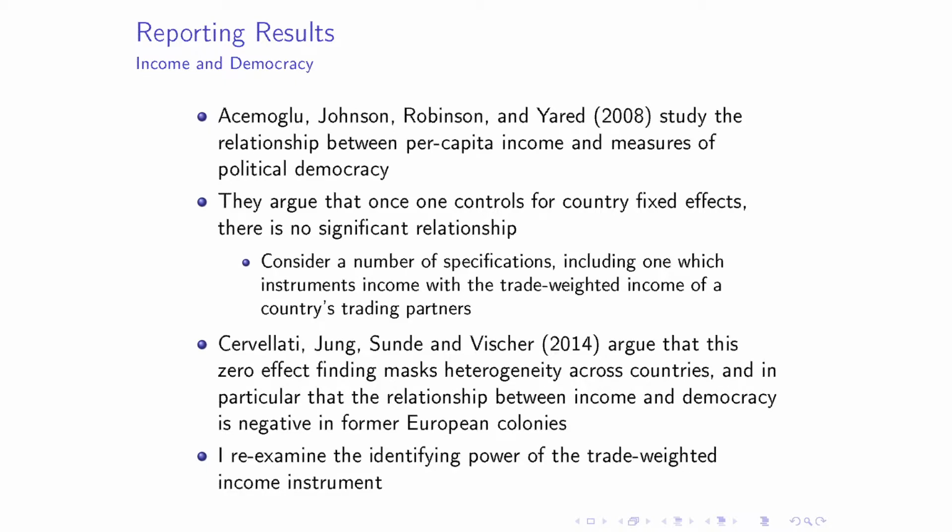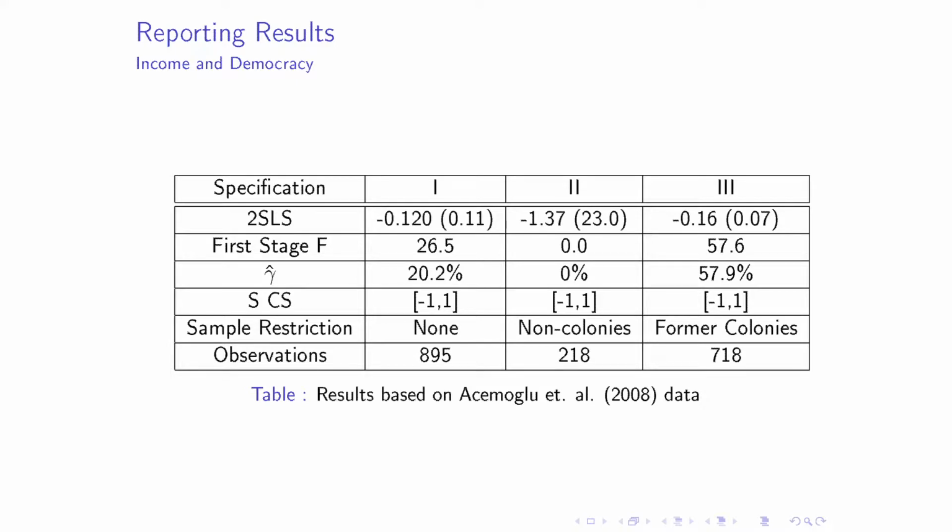So what I'm going to do here is re-examine the identifying power of the trade-weighted income instrument in this particular application. Here I'm looking at 3 specifications, the first of which pools across all countries and corresponds to the specification in Acemoglu et al. Next, I'll look at the one that breaks out the non-colonies, as in Cervellati et al. And then I'll look at the one focusing on former colonies. First, look at the first-stage F-statistic. We see that in the first and third specifications, it's certainly larger than 10 and is also larger than the Stock-Yogo cutoffs. So in this context, even if we use the Stock-Yogo cutoffs, we would be comfortable relying on the non-robust confidence sets.